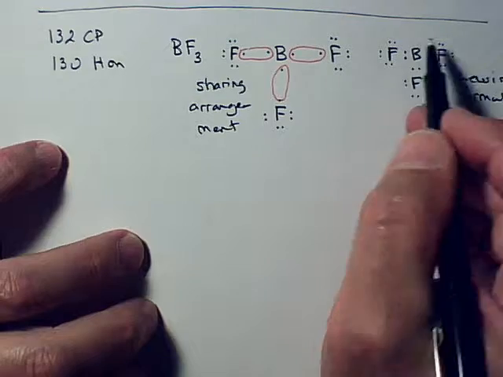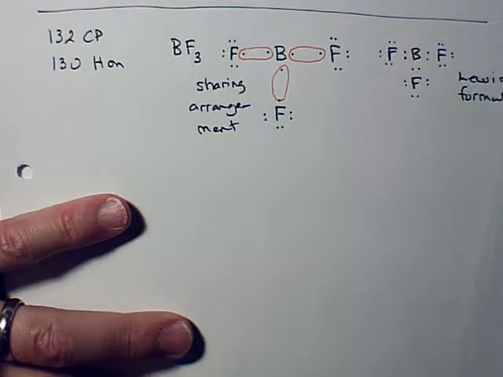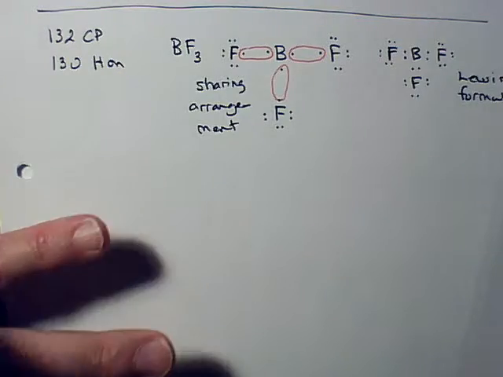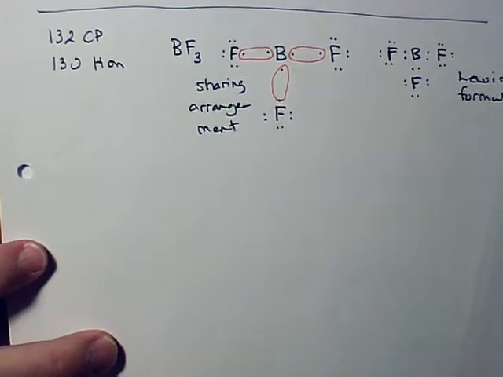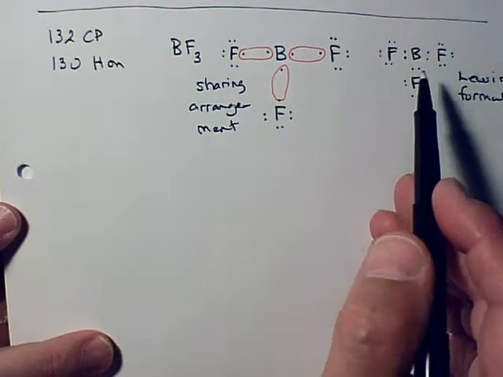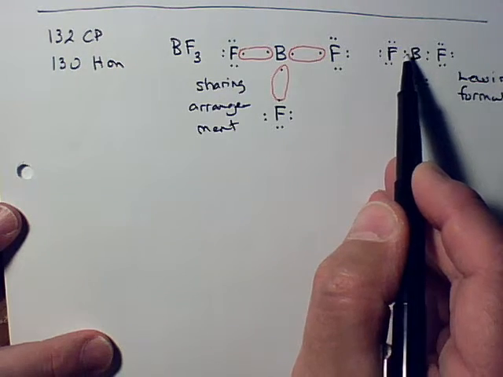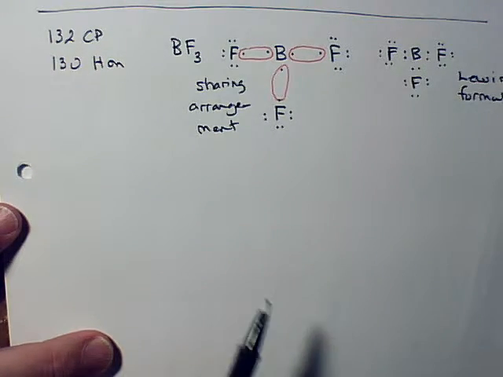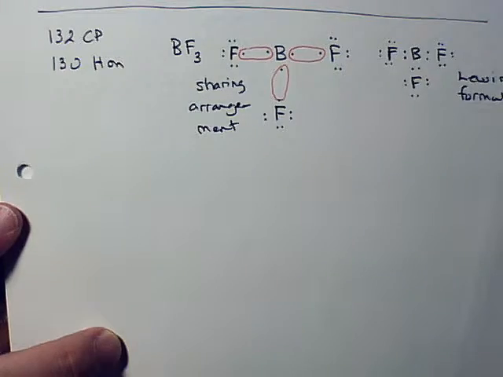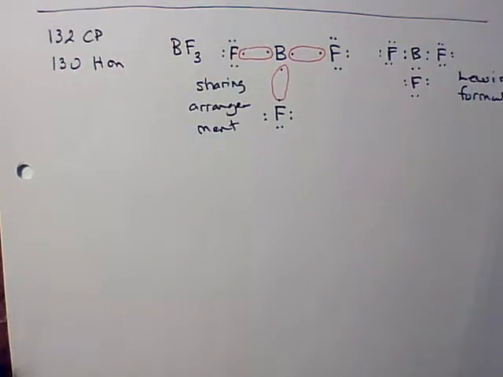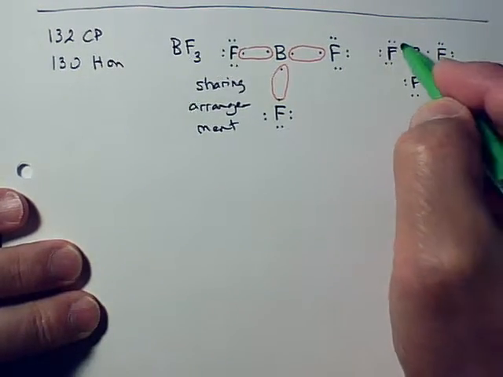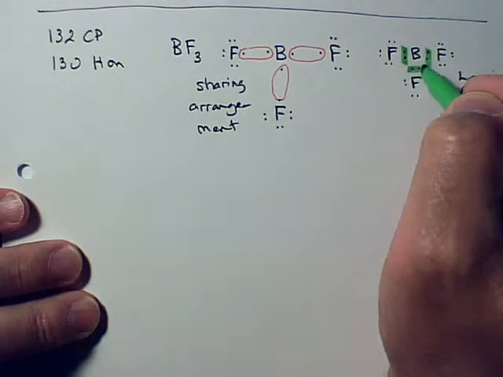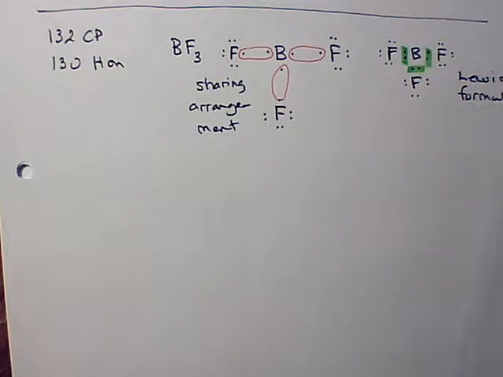So once we have a Lewis dot formula, then we can start building our three-dimensional arrangement. And this is what it's asking for, the shape of the molecule. That's what our three-dimensional arrangement will be. I have 3 sets of electrons around the central atom. 1, 2, 3 sets of electrons around the central atom.